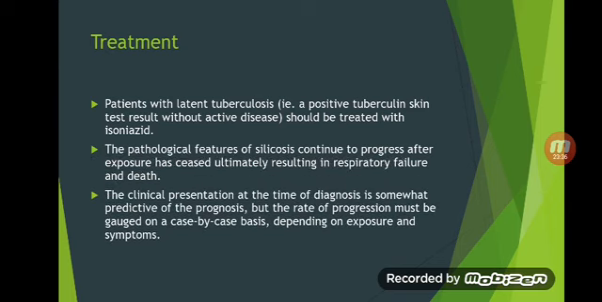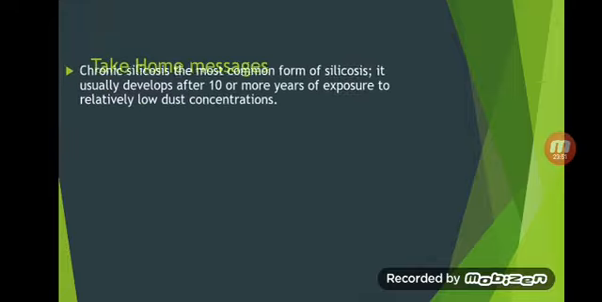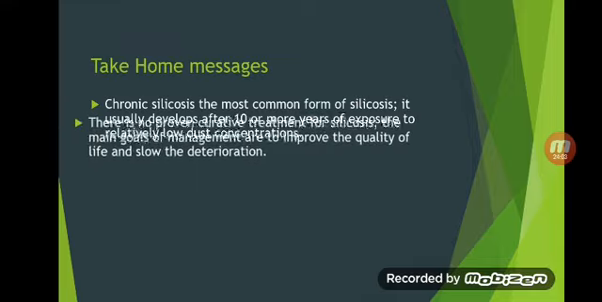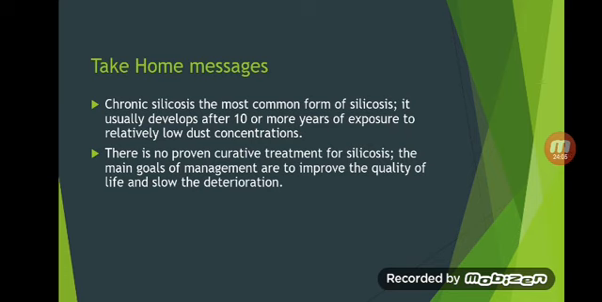So what we have learned from this topic is that chronic silicosis is the most common form of silicosis. It usually develops after 10 years of exposure to a relatively low dust concentration. No treatment. The goal is to improve quality of life and prevent deterioration. Lung transplantation is the last resort.